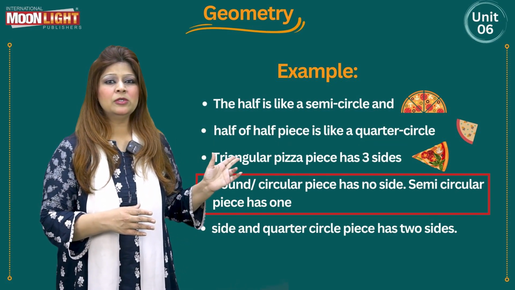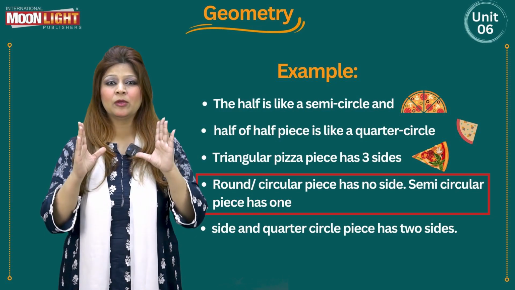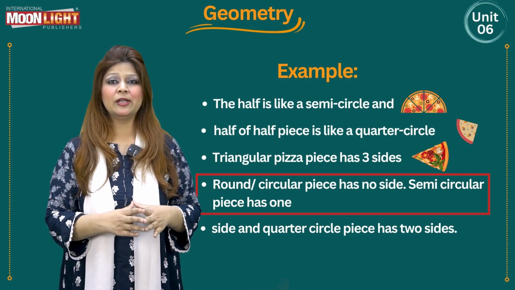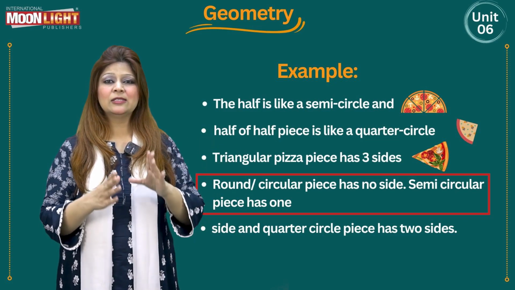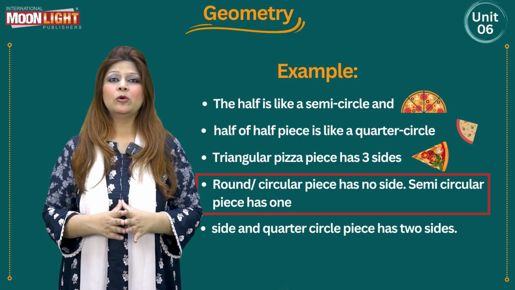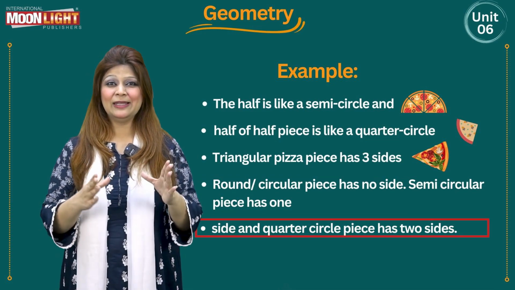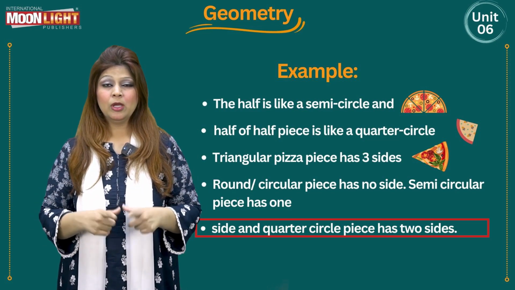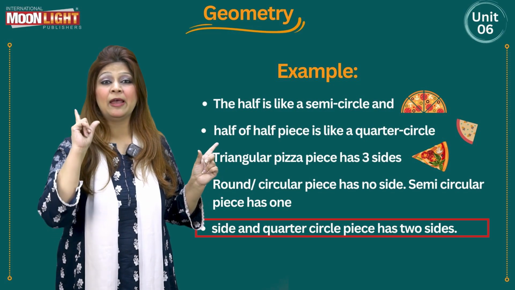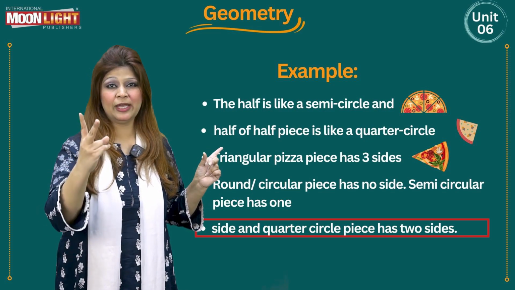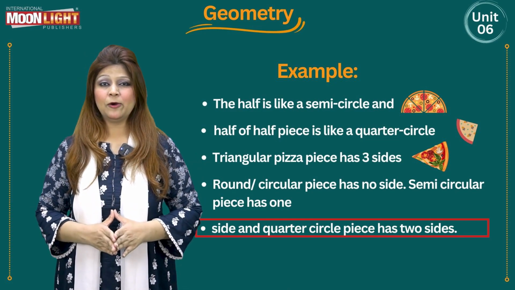Right now, a round circular piece has how many sides? No side. And a semicircle piece has 1 side. And one more thing, a quarter circle piece has how many sides? You just check it out. This is 1, 2 sides. Do remember that we are not going to count the curved edge as a side. What we are going to concentrate on are the straight sides of the pizza pieces. So a rounded shape has no sides, a semicircle has 1 side, and a quarter circle has 2 sides. On this shape you can check, this is 2 sides and this is 1 side, as I already told you.